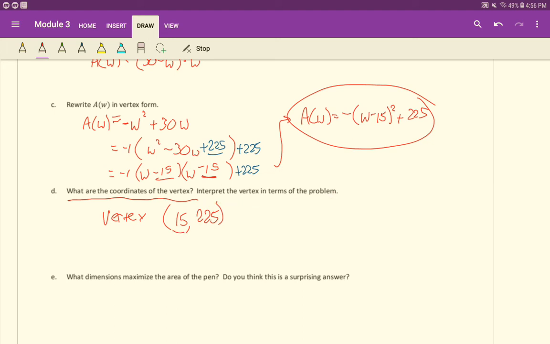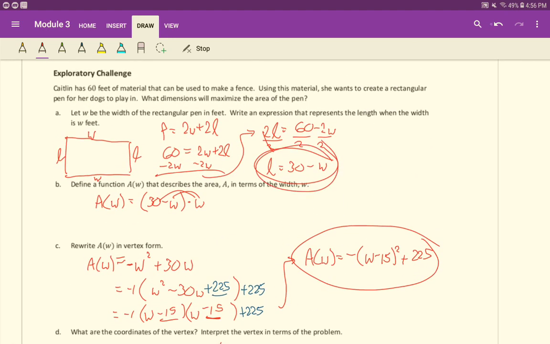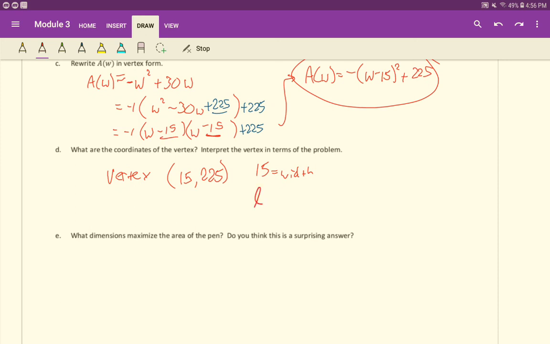Okay? So interpret the vertex in terms of the problem. Remember that 15, that's our x-coordinate, but in this case the x is really the w. So 15 is the width of the pen, and so then the length would be equal to, well, what did we say the length was? The length is 30 minus w. So the L is 30 minus 15, which is also 15. So in other words, the shape that maximizes the area while minimizing the amount of fence that we use is going to be a square.